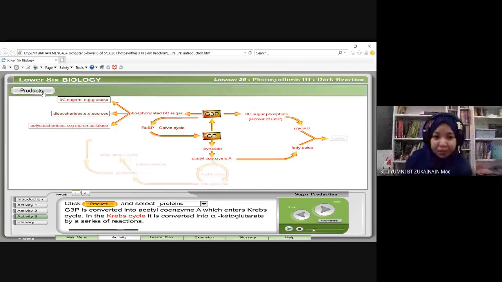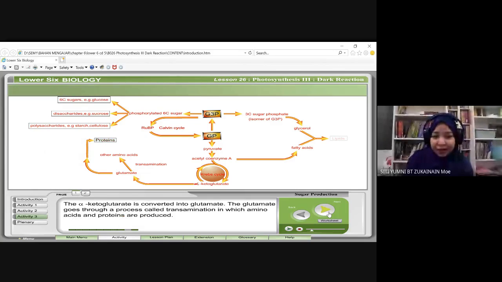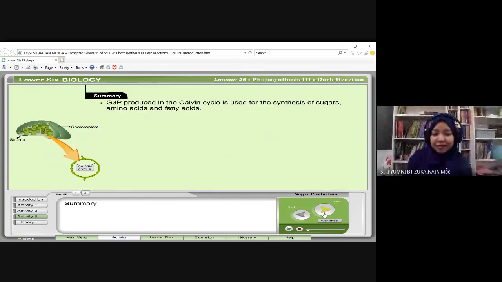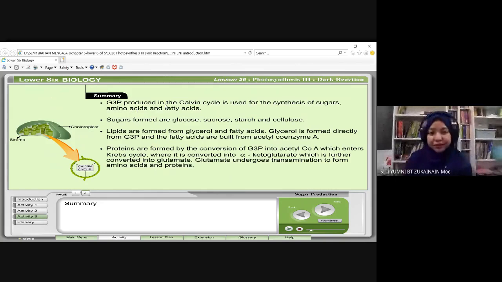And then I click on proteins. Now G3P is converted into acetyl coenzyme A, which enters the Krebs cycle. Then in the Krebs cycle it is converted into alpha-ketoglutarate by a series of reactions. Then alpha-ketoglutarate is converted into glutamate. Then glutamate goes through a process called transamination in which amino acids and proteins are produced. So plants use these molecules, proteins and amino acids, for the production of nitrogen-containing compounds such as DNA and RNA nucleotides.